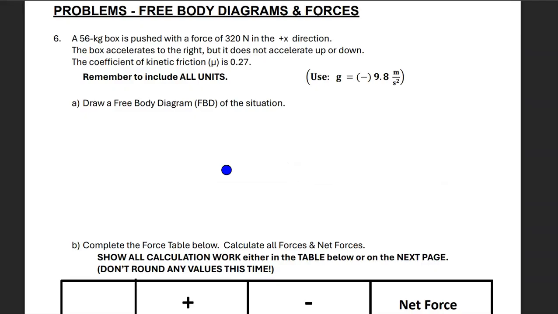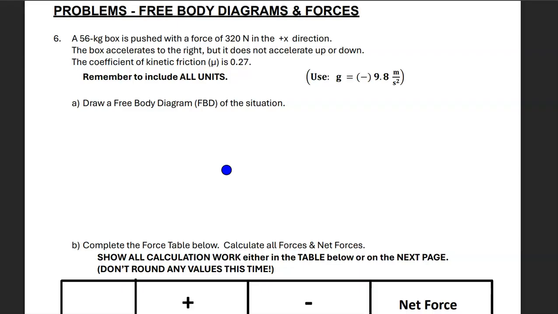Okay, let's start with the first example problem. A 56 kilogram box is pushed with a force of 320 newtons in the positive x direction, which means to the right. The box accelerates to the right, but it does not accelerate up or down. The coefficient of kinetic friction, mu, is 0.27, and we're supposed to use g equals 9.8 meters per second squared, negative if it's pointing down or to the left.